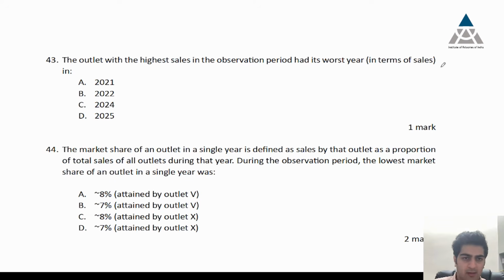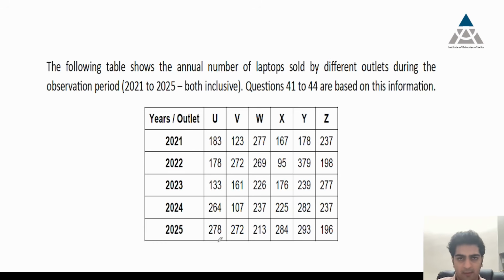Let's look at the options. It says 8% by V, 7% by V, 8% by X, or 7% by X. So these are the two options majorly. It's either V or X, and it's either 8% or 7%. So we can just focus on these two for all those years. So that is V, you can see 123, the worst year is 107, and for X the worst year is 2022, which is 95. So there's a good chance that this is the worst year.